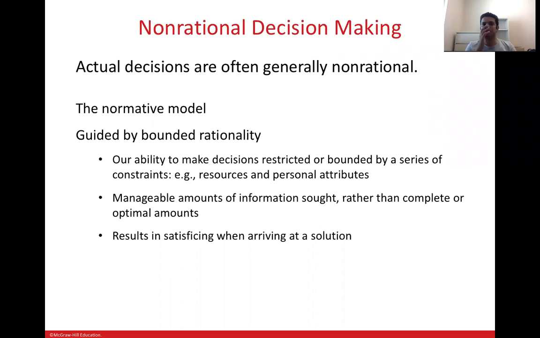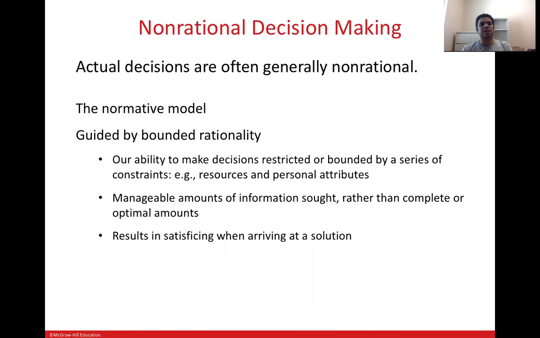So there are two different models that explain non-rational decision making. One is called the normative model. What it says is that we are guided by bounded rationality, meaning that we try to be as rational as possible, but within the constraints that are set for us. These constraints, the things that limit us, could be resources like time, money, and cost, or they could be our personal attributes, in that we can't take in all of this information at the same time. So we seek manageable amounts of information rather than complete or optimal amounts.